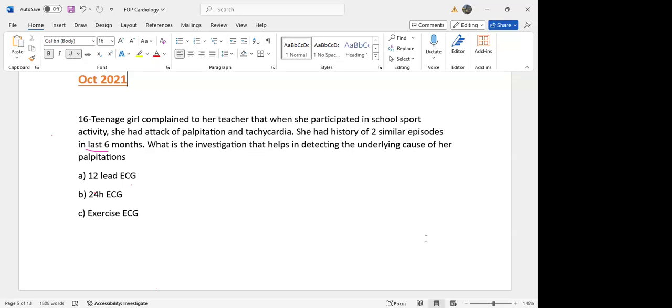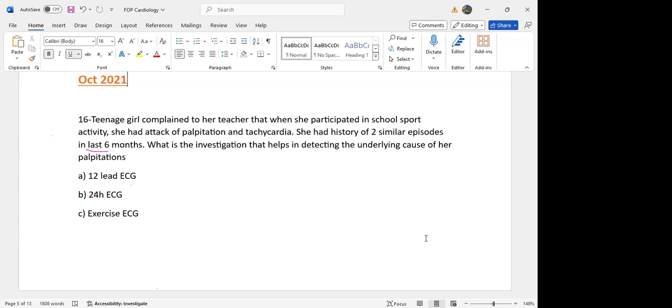If the child presented with syncope, then you should think more about long QT. You should think about aortic stenosis, or hypertrophic obstructive cardiomyopathy. If the history is of syncope, or a history of sudden death, it can present in both, so maybe it will not help you that much. But if they talk about palpitations and tachycardia, think about arrhythmias, and the most common arrhythmia is SVT. So that means the child had palpitation due to SVT. She had a history of 2 similar episodes in the last 6 months.